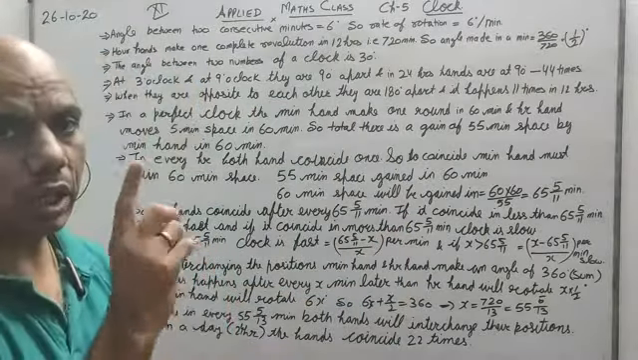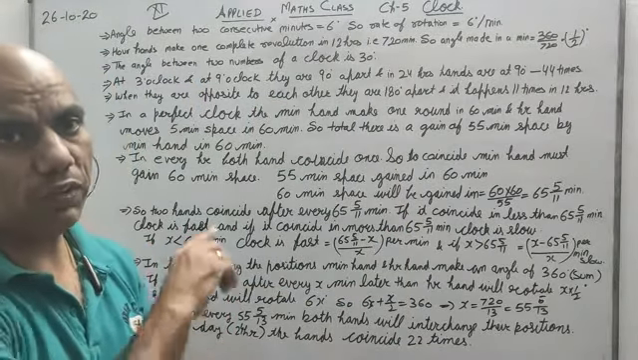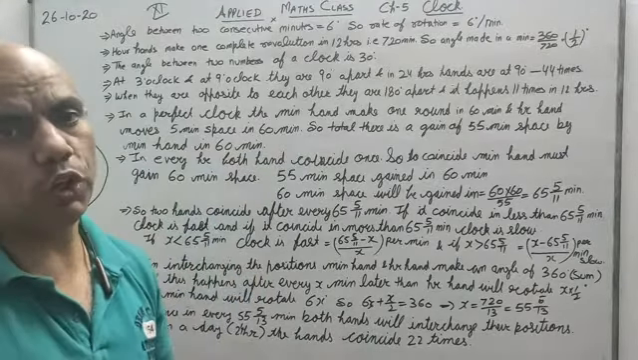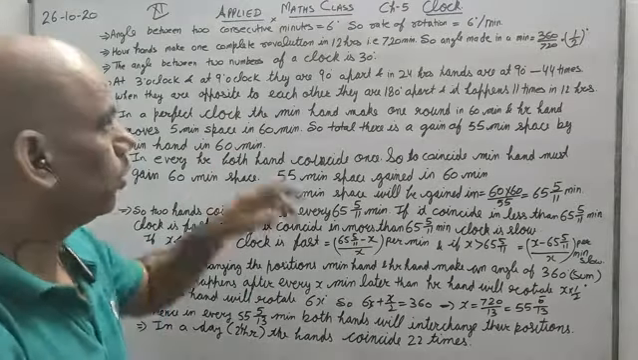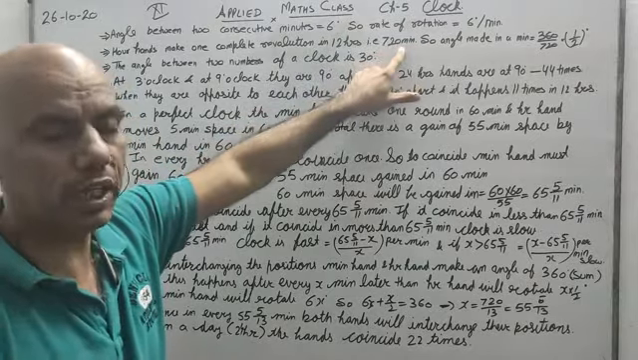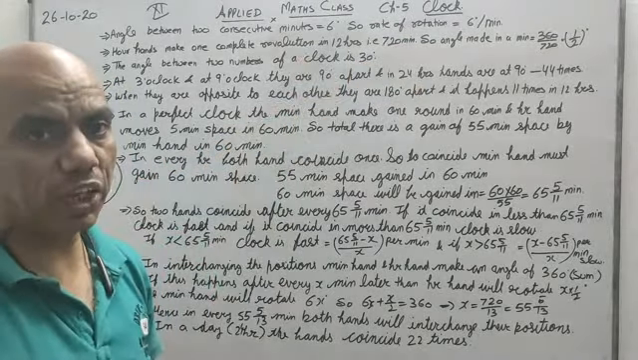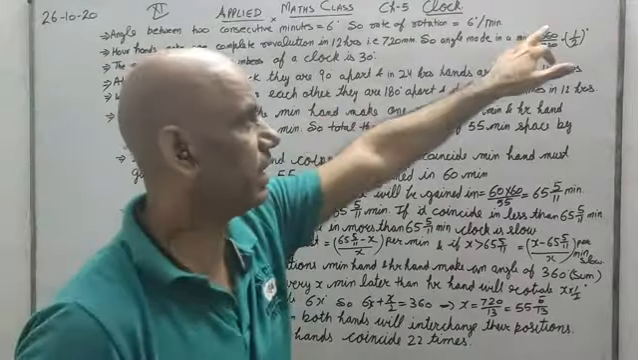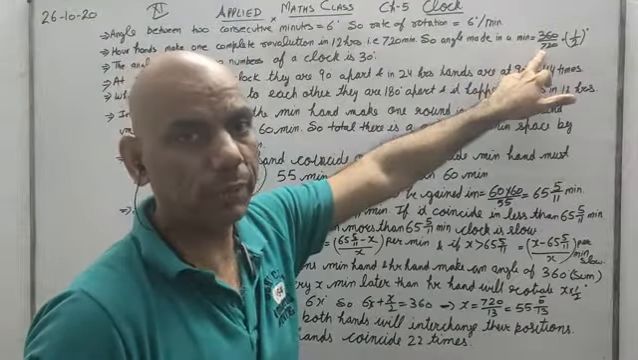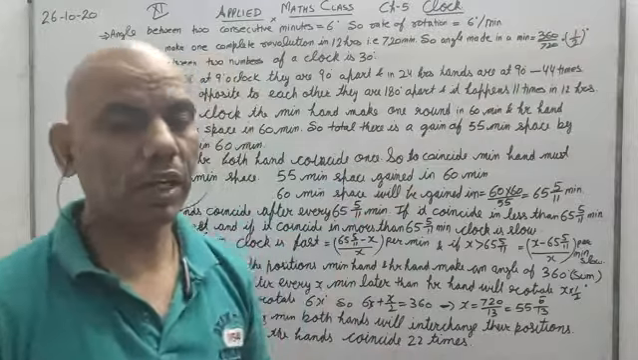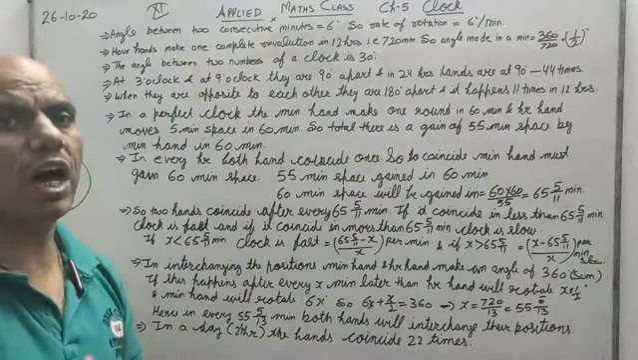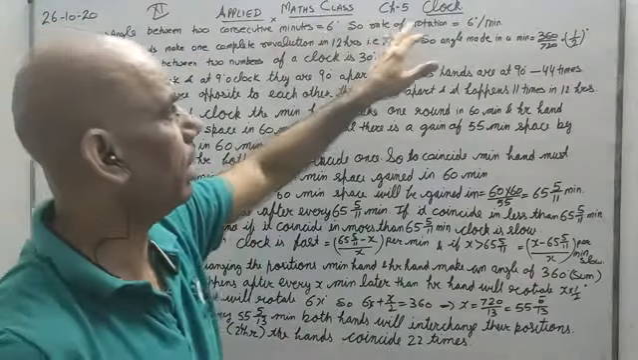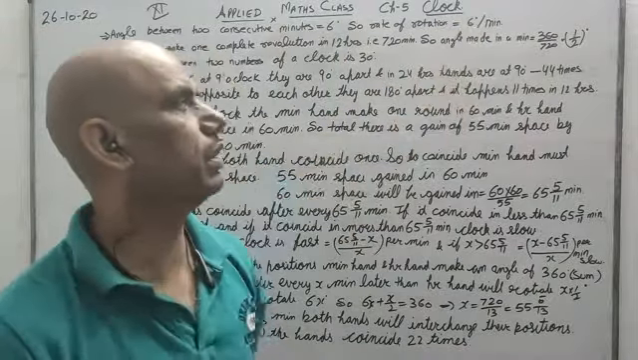What about the hour hand? The hour hand will take one complete revolution in 12 hours. 12 hours means 720 minutes. So what is the rate of its movement in 1 minute? It's moving 360 degrees in 720 minutes. So every minute the hour hand is moving half a degree only, while the minute hand is moving 6 degrees.